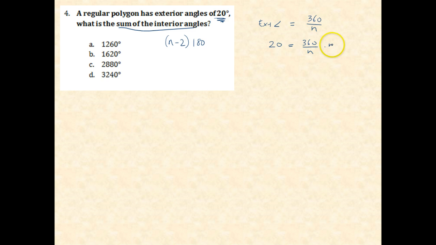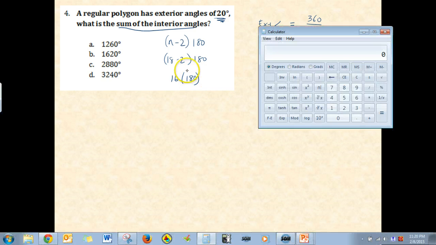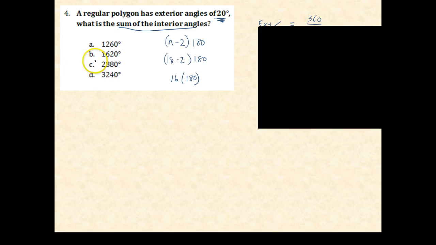If I multiply both sides by n, I get 20n equals 360. And then I can just divide both sides by 20 to get n equals 18. Now I can plug the 18 in here. 18 minus 2 times 180. So 16 times 180. 16 times 180 is 2,880. So that is C.